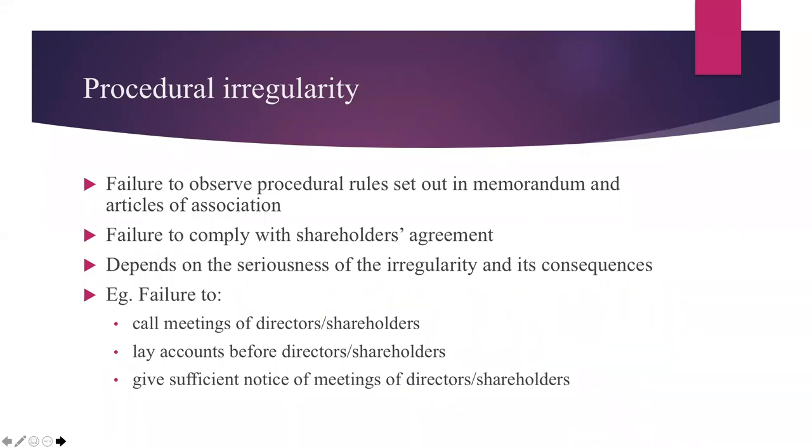It's worth emphasising, however, that whether a procedural irregularity will justify any particular type of relief depends crucially on the seriousness of the irregularity, and that rather depends on the consequences of that irregularity. Sometimes the irregularity is of such serious nature that it will justify a purchase order being made. Other times it may simply be corrected by the making of a mandatory or prohibitory form of injunctive relief. These sorts of procedural irregularities include failures to call meetings of directors or shareholders, a failure to lay accounts or information before directors and shareholders, and a failure to give notice of meetings of directors or shareholders as required.